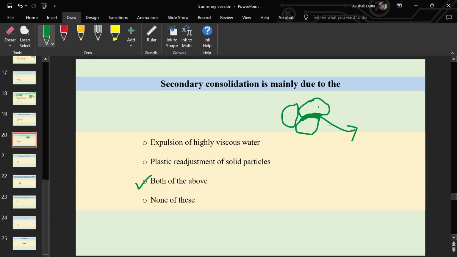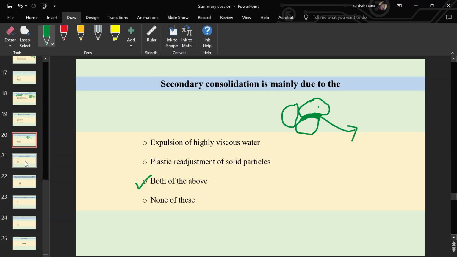This readjustment after the expulsion of viscous water will be plastic in nature. So this is mainly what happens during the third and last stage of consolidation, that is the secondary consolidation. The highly viscous water gets expelled out, leading to the plastic rearrangement of the solid soil particles. So yes, both of the above is the correct answer. Secondary consolidation is mainly due to the expulsion of highly viscous water along with plastic readjustment of solid particles. Yes, good.